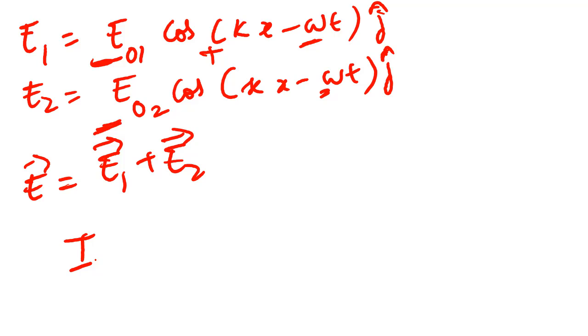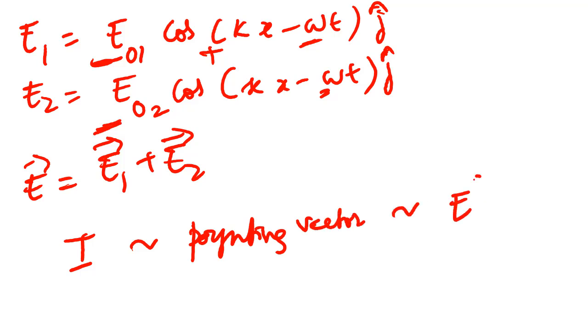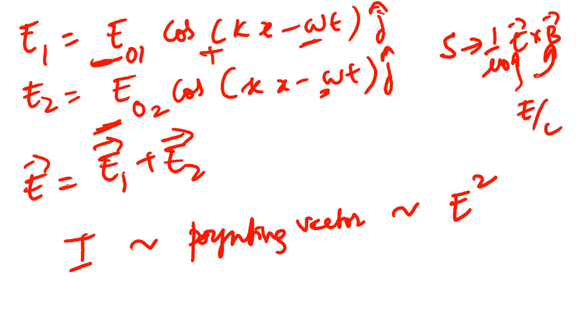Now when you look at the total energy, if you want to look at the intensity, the total intensity, remember, is proportional to the Poynting vector, which was proportional to E squared. Because we saw that the Poynting vector is 1 over mu naught E cross B, and if we look at B as E over c, we would get basically E squared over c. So the total intensity is proportional to this E squared term. If I have two electric fields, E1 plus E2, I want to look at the total intensity coming from this.